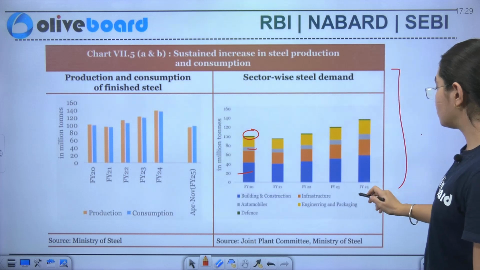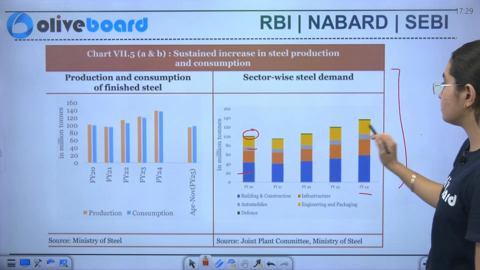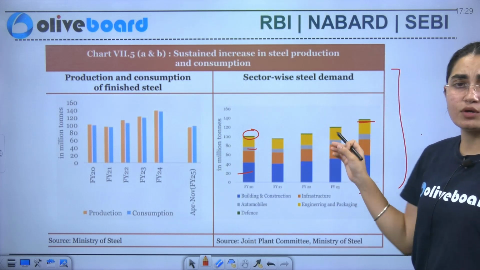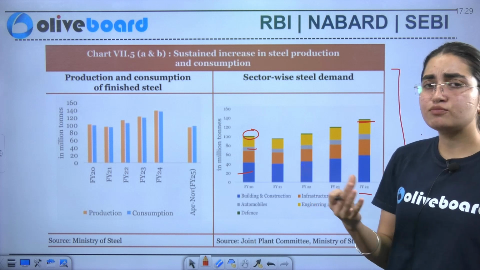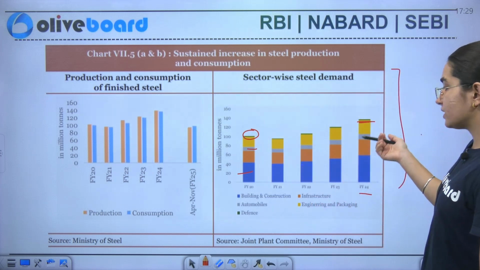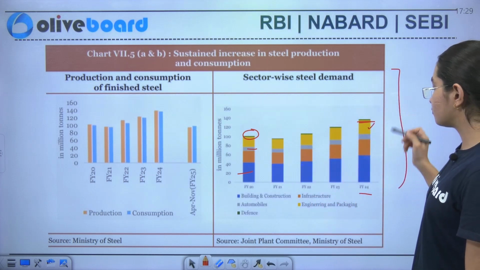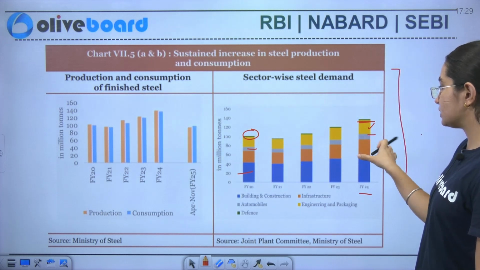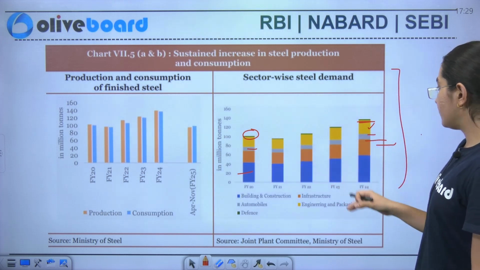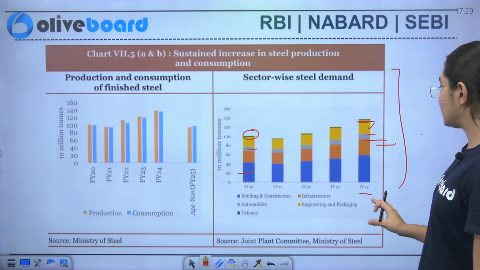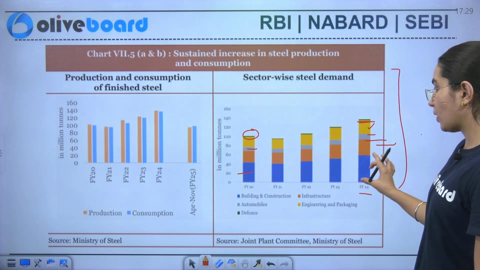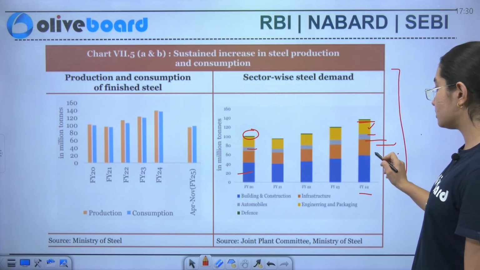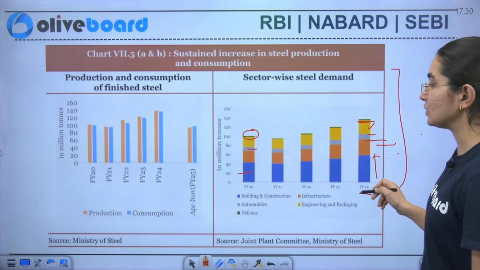Now specifically talking about 2024, the defense has been the same. There is a very small, epsilon improvement here. For the rest of the sectors, if I include infrastructure, there's an improvement here. Next is automobiles. There the situation has been almost the same. In defense, the situation is almost the same. Similarly, buildings and construction have improved over the period of time. So you can see here.